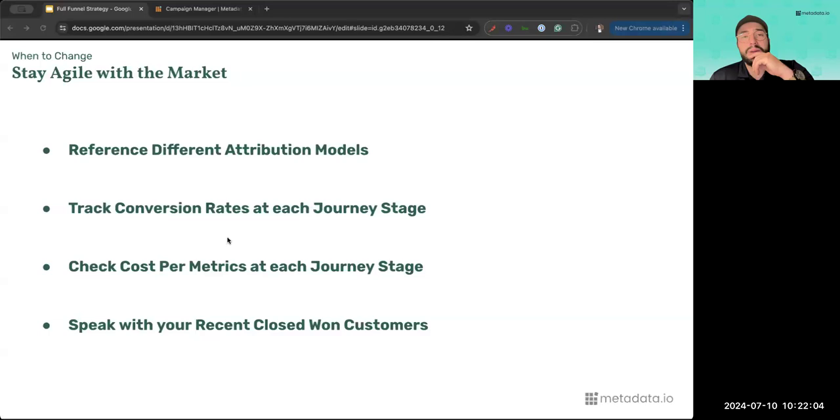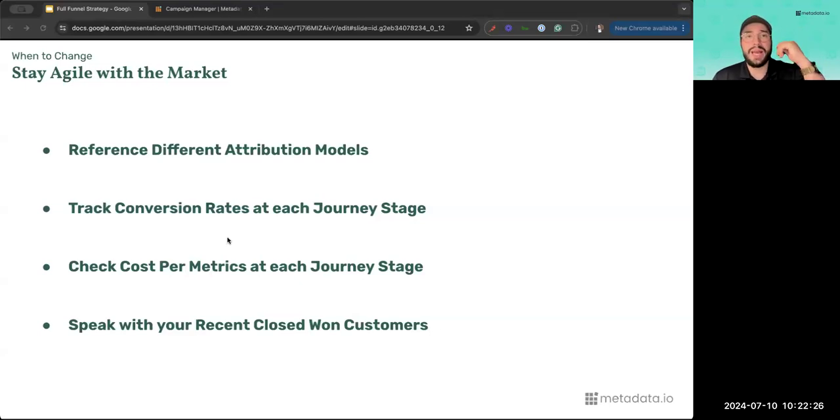This is going to be relevant for a lot of the people tuning in too, because there probably already is one in existence. And it is going to fall into when you need to change one and how to stay agile with the market. So attribution is every B2B marketer's favorite topic. It's a never-ending conversation either, but you can reference different attribution models.